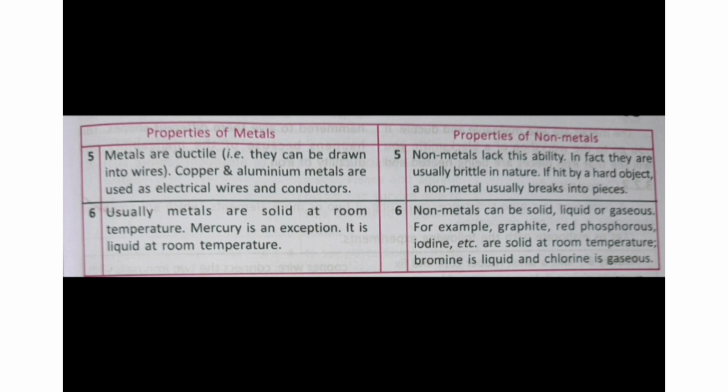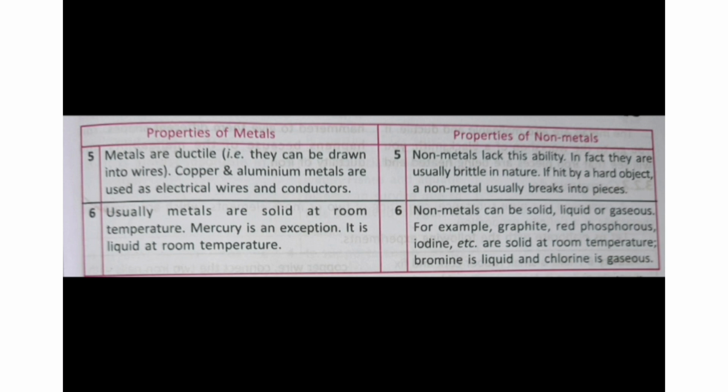The next point is ductility. Ductile means you can make a wire from that element. Metals are usually ductile. We can make wire from them very easily, so that is why we use metals to make wires. Copper and aluminium are used for electrical wires and conductors. You can easily see in your house that the electrical wires are copper or aluminium wires. So we can say that metals are very much ductile.